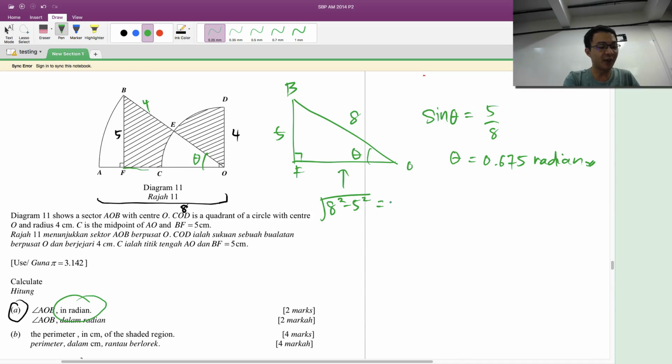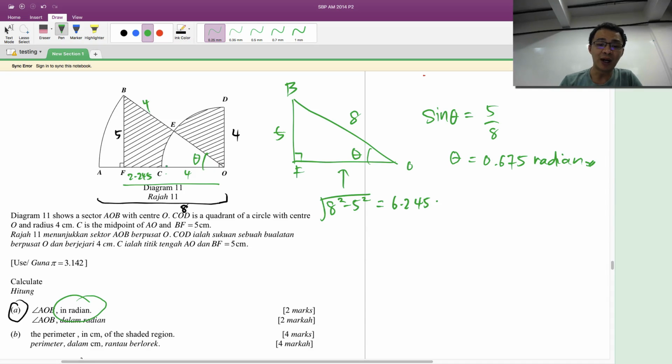So this is just Pythagoras: x squared minus 5 squared, and then you square root it, you will get 6.245. So 6.245 is the whole thing, isn't it? This is 8, so I know this is 4, and this is 4. The whole thing is 6.245, so I know here is 2.245. I hope you can see that.